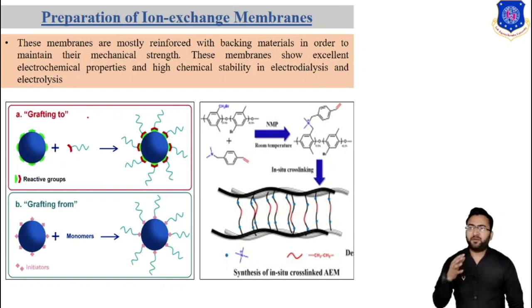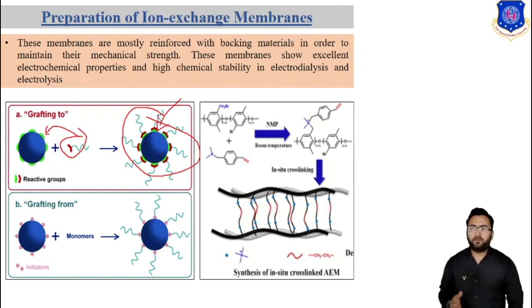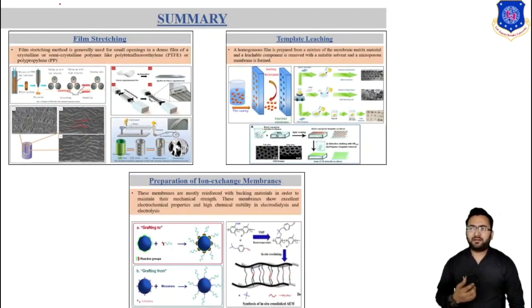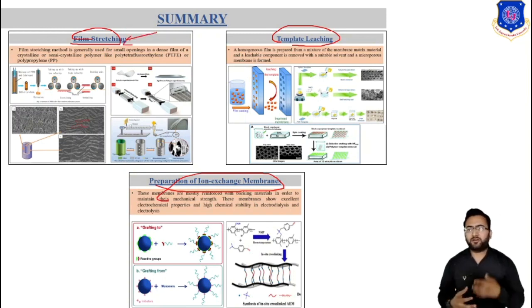Ion exchange membrane can be formed by the grafting of ions into the membrane, and we can get the charged monomer, and by polymerization of this charged monomer, we will get the ion exchange membrane. The second method, which is a cross-linking method or copolymerization method, is also used for the preparation of ion exchange membranes. So in this session we discussed the film stretching method, the template leaching method, and the preparation of ion exchange membranes. In the film stretching method, we stretch the membrane so that pores are generated.